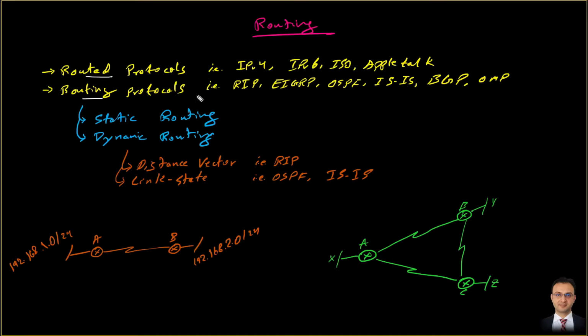Now routing protocols, we have different flavors of them, different types of them. RIP is there, EIGRP is there, OSPF is there, IS-IS, BGP, OMP, etc. These are actually routing protocols.